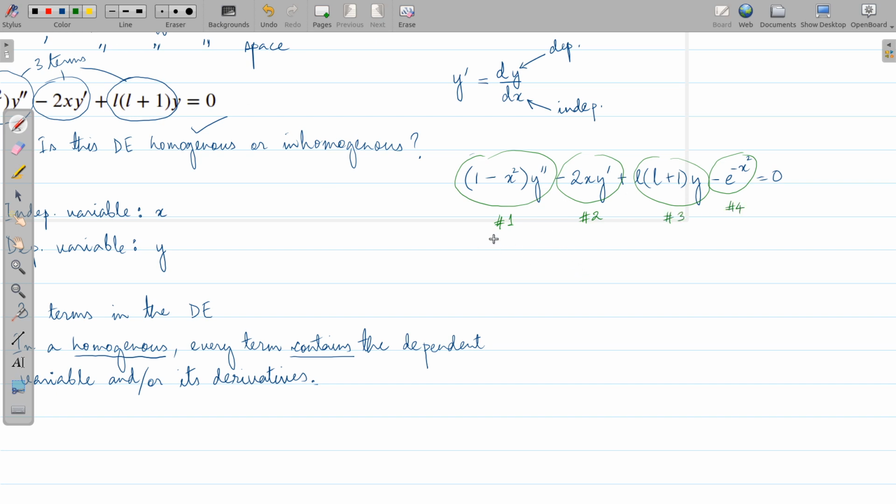So now ask yourself this question: does it contain the dependent variable and or its derivatives? Yes, it does. This also does. This also does. What about this one? Does it contain the dependent variable or its derivatives? No, it does not contain. So this differential equation is an example of an inhomogeneous differential equation.